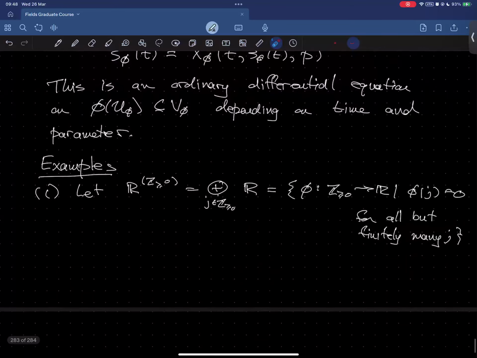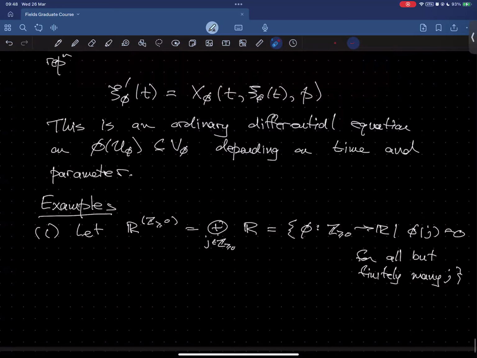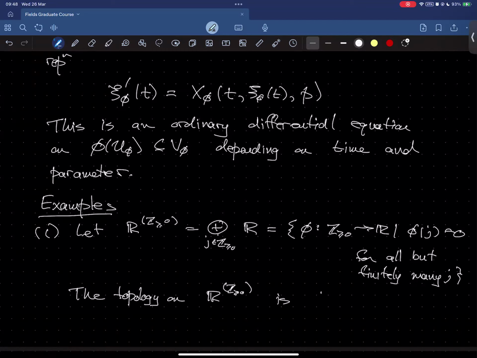Okay, so this is a locally convex space. We haven't talked about what the direct sum topology is, but the only thing I will say is that, and we don't really need it for the purposes of this example, but the topology on R z greater than or equal to 0 is the so-called direct sum topology.